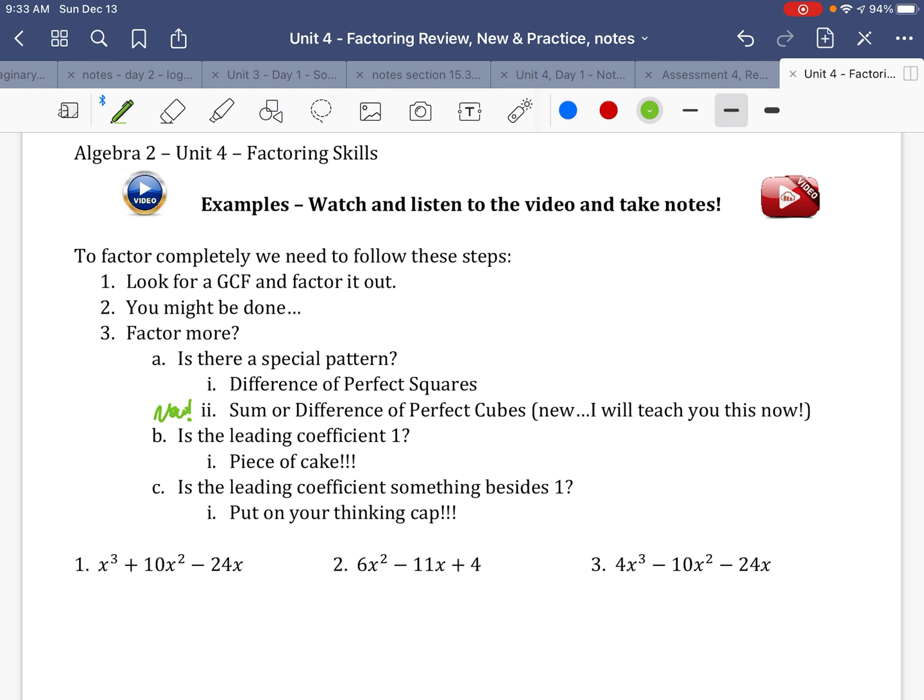All right, and then the next thing to think about, if you don't have any special things going on, if your leading coefficient is 1, that'll make your life pretty easy. Like if you have 1x squared plus whatever or minus whatever. And if you have a leading coefficient besides 1, like a 3x squared in front, that makes things a little bit harder, but also not too bad.